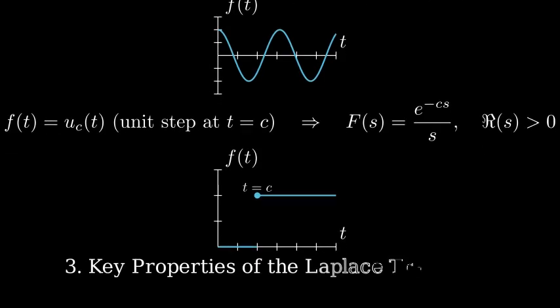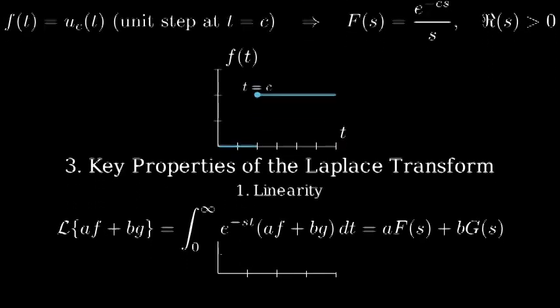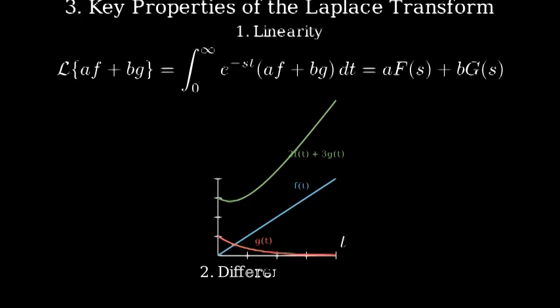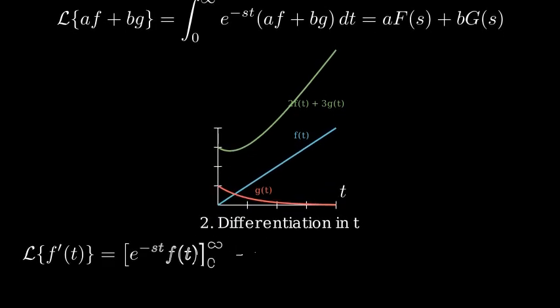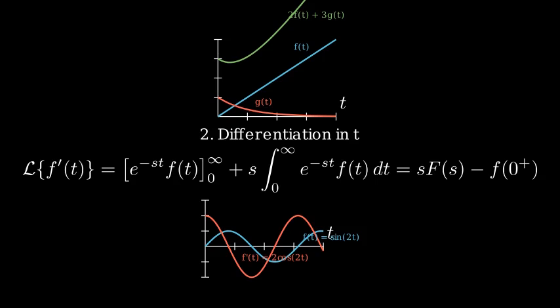Property 1, linearity. Because integrals distribute over sums and constant factors, we have the Laplace transform of a times f plus b times g equals a times F(s) plus b times G(s). Property 2, differentiation in t. Using integration by parts, we can show that the Laplace transform of f prime of t equals s times F(s) minus f(0+).